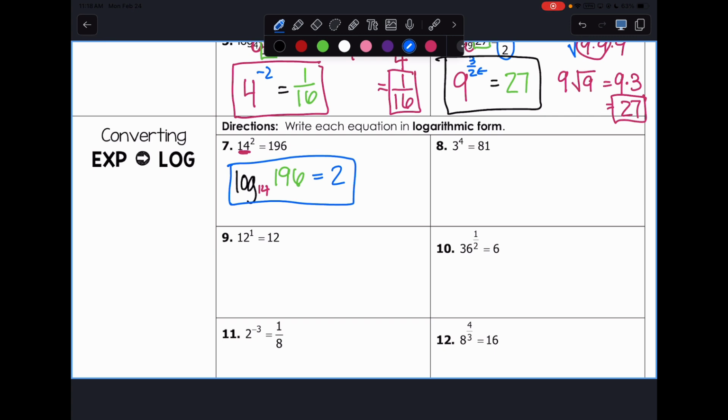Any questions? Green is the argument. Let me write it out. If b to the x power equals a, then we can change it to log form. Sorry, a should be in green. That a is what we're taking log of. The base of the log is the base of the exponent, and then the x is going to be what it equals. Okay, try number 8 if you haven't.